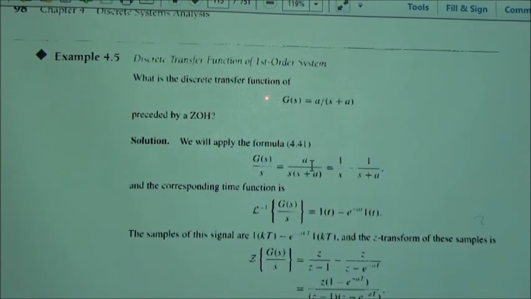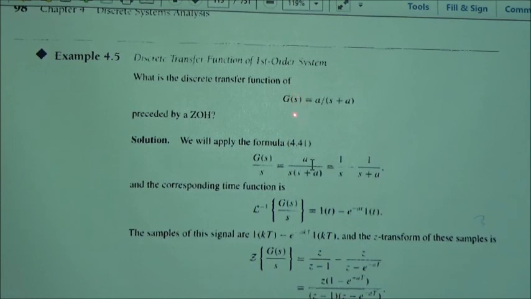You have an analog system A over S plus A, preceded by a zero order hold. To apply that equation, all you need to do is divide G by S, which is A over S times (S plus A). Now go to partial fraction expansion. This is going to be equal to 1 over S minus 1 over S plus A.